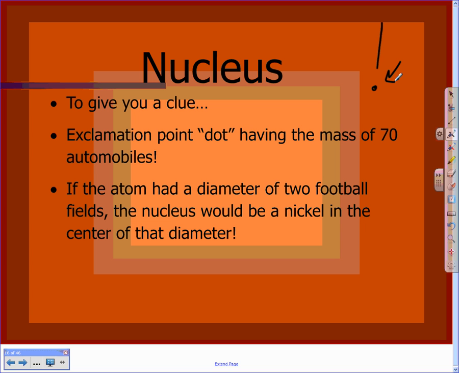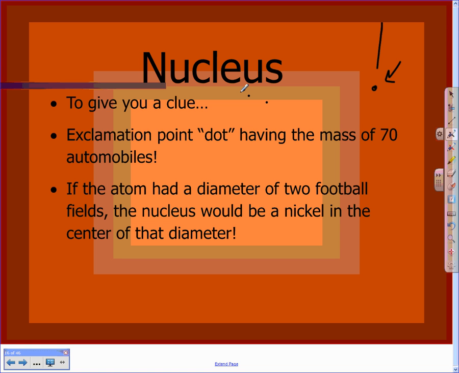To give you another example, if the atom had a diameter of 2 football fields, the nucleus would be a nickel in the center of that diameter. So there is a ton of empty space. And we also gave the example that if the nucleus was an apple, the next closest electron would be a mile away. So this gives you an idea that atoms are almost all empty space, and almost all of the matter is condensed into a really, really tiny, dense region, which we call the nucleus.